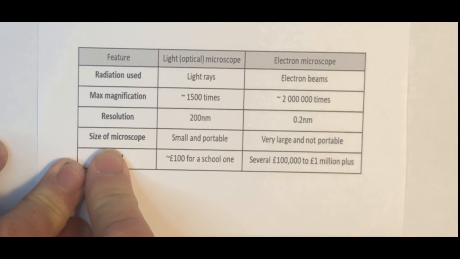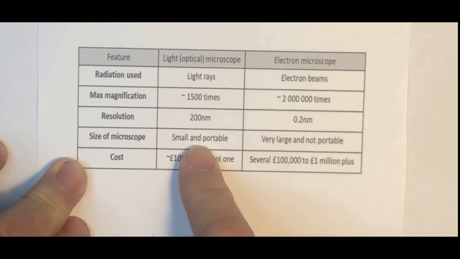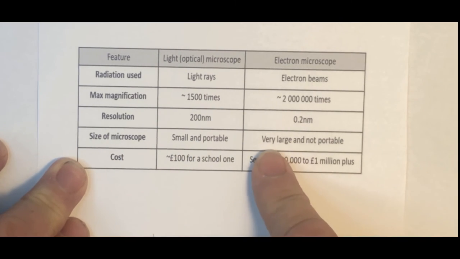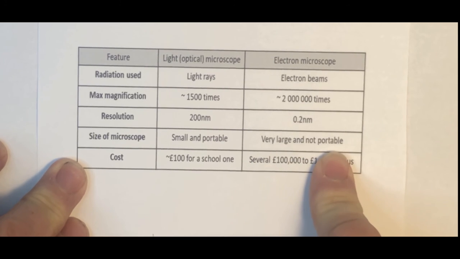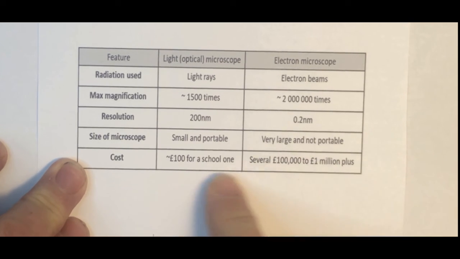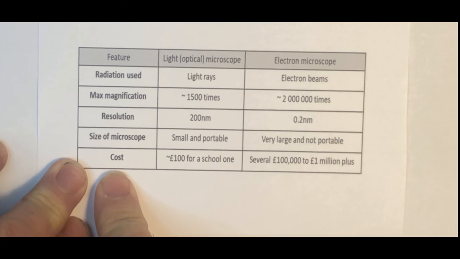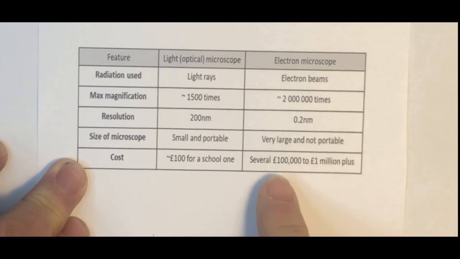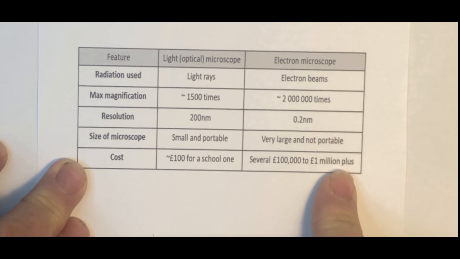The size of the microscope: a light microscope is small and very portable. An electron microscope is huge, very large and not very portable at all. A feature of a light microscope is its cost, about £100. An electron microscope is several £100,000 to £1 million plus.